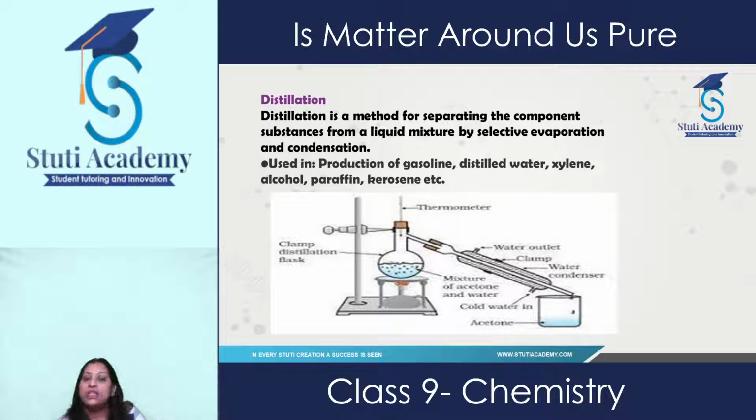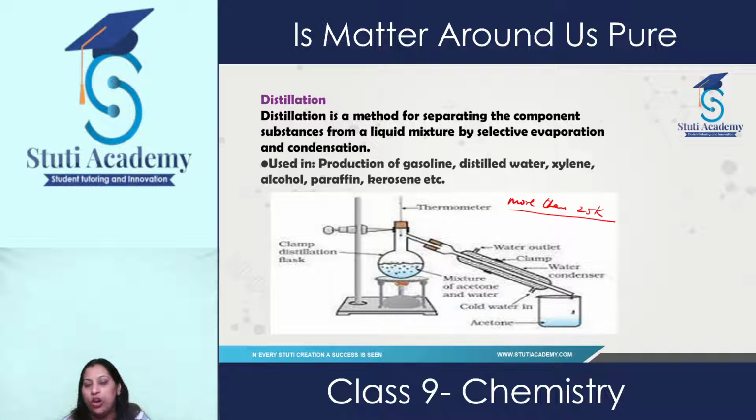First method is distillation. In this distillation, as you can see this arrangement in which we have taken acetone and water. Generally, distillation method is used to separate those liquids whose difference in boiling point is more than 25 Kelvin. If their difference in the boiling point is more than 25 Kelvin, then only we use this distillation method to separate the components.